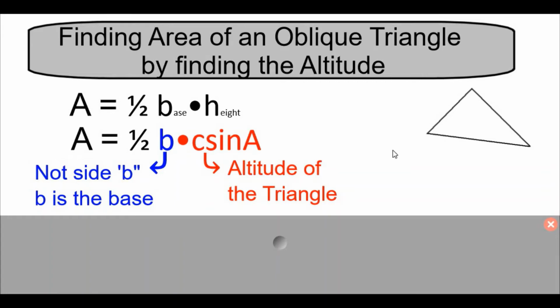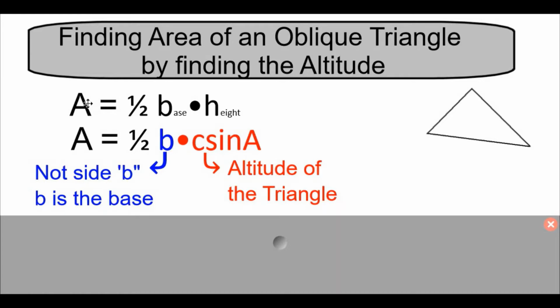Before we start our conversation about the law of sines ambiguous case, we really need to define and remember what an altitude of a triangle is. Now you may ask, well, why is that important? When we get to the video on the law of sines ambiguous case, it all has to do with altitude. So I like to stop and just find the area of an oblique triangle by finding the altitude.